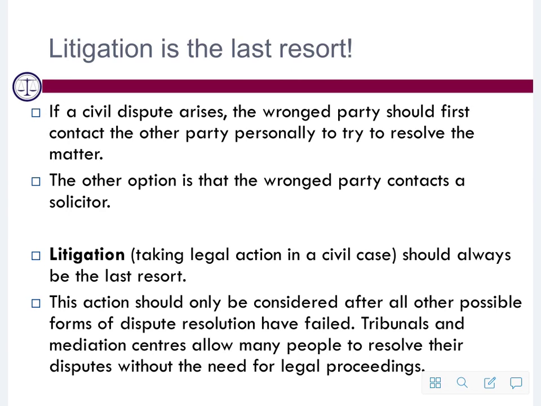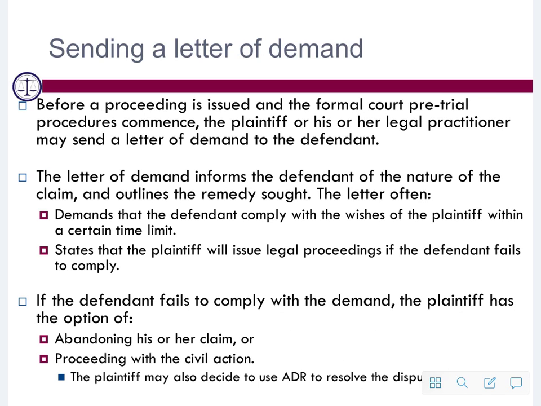If a civil dispute does arise, usually the wronged party will first try and contact the other party and try and resolve the matter personally. Usually, parties will try and avoid litigation until there are no other options left. Litigation will usually only be considered after other forms of dispute resolution, such as tribunals and mediation, have failed.